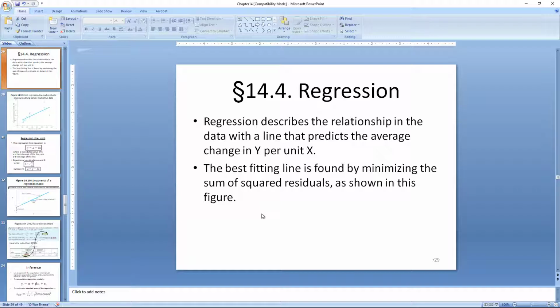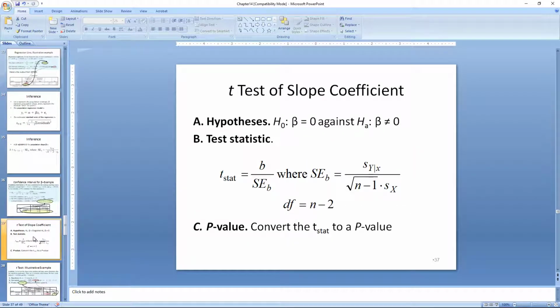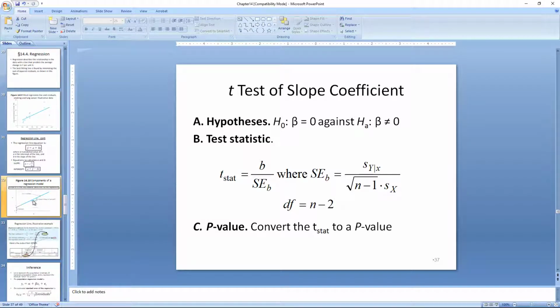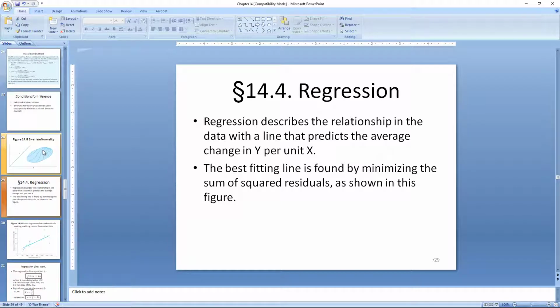So we're going to go through the first couple slides here of regression, and I really just want you to know that regression describes the relationship in the data with the line that predicts the average change in y per unit of x, and that's what we're calculating. After that, when we get to inference and confidence intervals and the t-test of the slope, we're not going to get into all that. I mostly want you to know what regression is and states and how we calculate it, and then from there, when we go into correlation, the R value and how to calculate R.